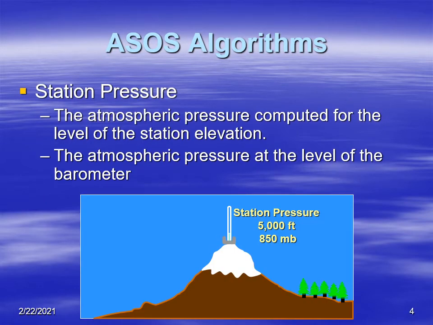Station pressure is the atmospheric pressure computed for the level of the station elevation. More or less, this is the atmospheric pressure at the elevation of the barometer. If you live on top of a mountain that is 5,000 feet tall, then your pressure is typically going to be somewhere near about 850 millibars. Station pressure is calculated after all errors are eliminated from the pressure reading.